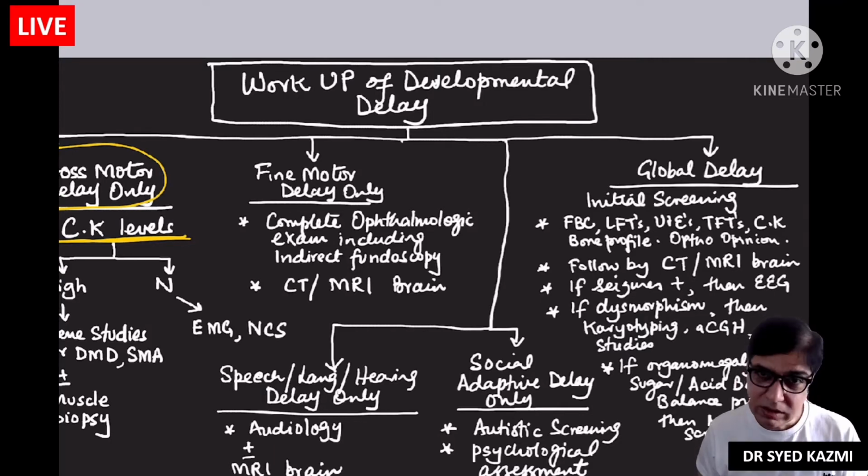So again, there are two possibilities. Either you get a high creatine kinase level or you get a normal one. If you get a high creatine kinase level, most probably you are dealing with some form of dystrophy. So what do you do?